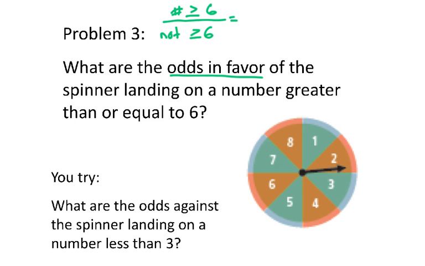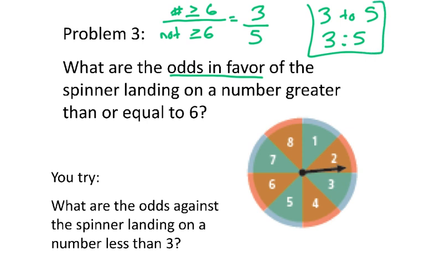So when I look here, I have 1, 2, 3 that are greater than or equal to 6, compared to the number that is not greater than or equal to 6. So that would be 1, 2, 3, 4, 5. So here I have 5. I can't reduce this. Now again, we don't necessarily write these as fractions. We would write it as 3 to 5, or a 3 to 5 ratio.